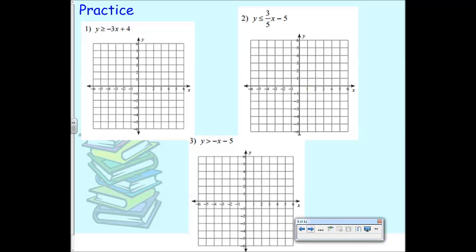Yes, try all 3, but if you only get 2 done, that's fine. Let's do one more example problem. Did anybody get to number 3? No. Okay, so let's do number 3. All right, let's take a look at number 3.